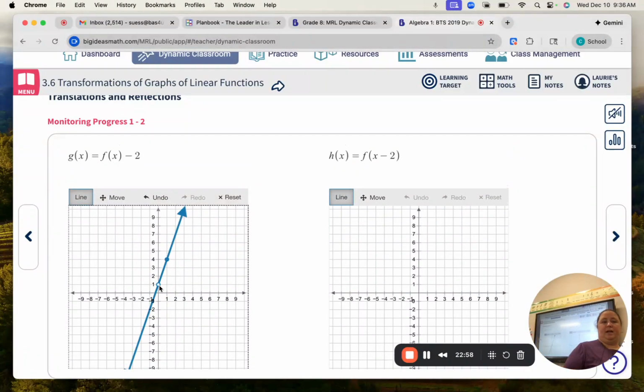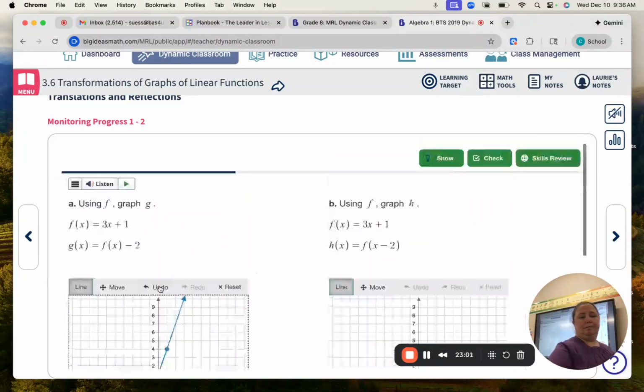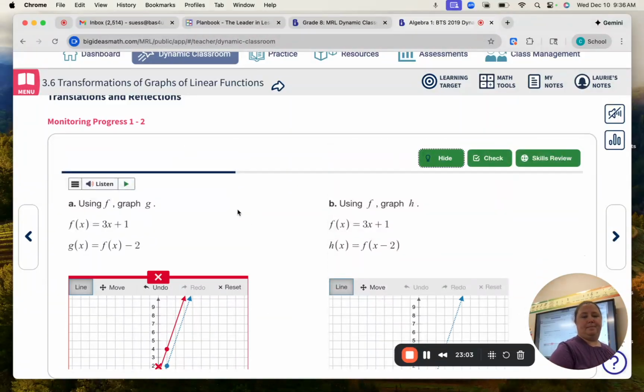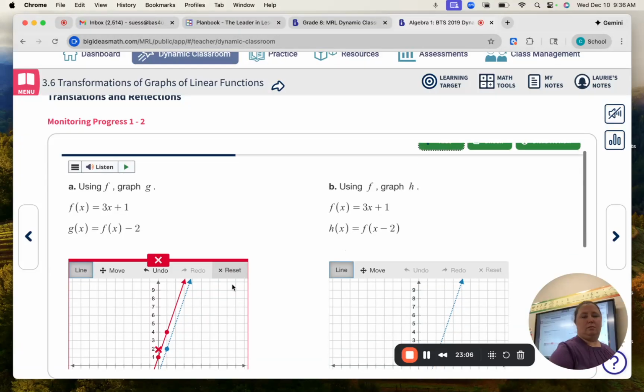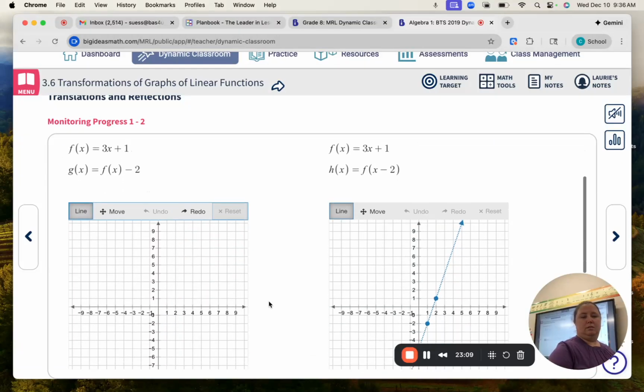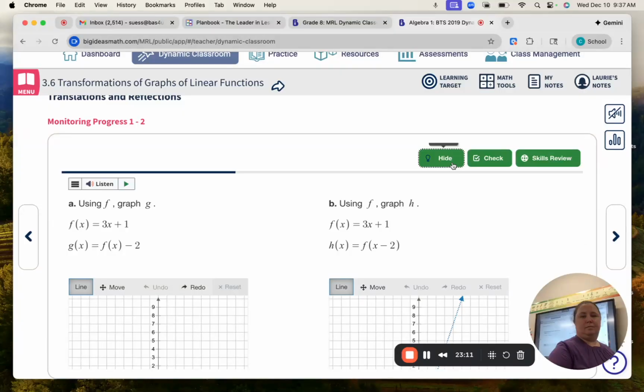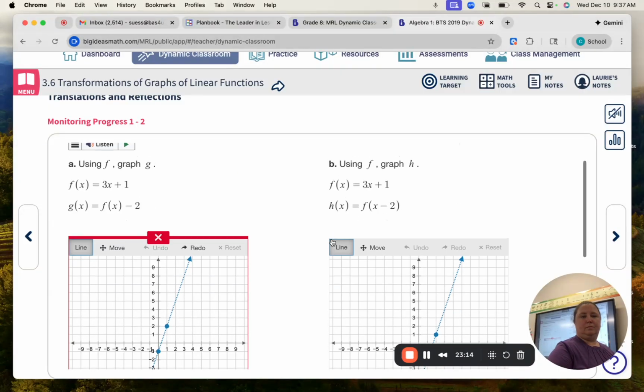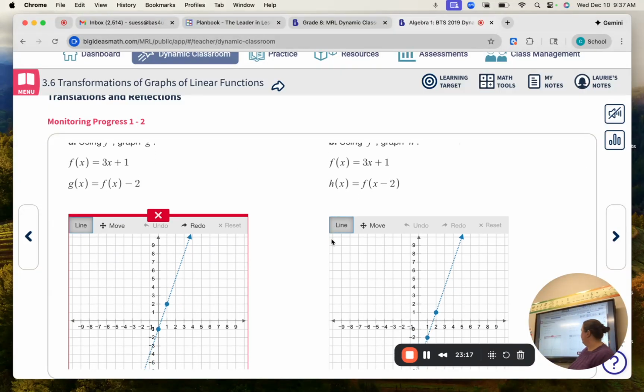Because from this 1, I'm translating up or down how many? -2. Okay, so it was at a +1, right? My y-intercept. In this case, from the y-intercept, I'm going down how many? 2. So from here I go 1, 2, and put a dot. See it? This is just a translation. This is not a reflection.